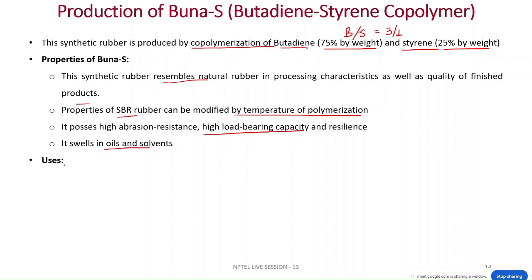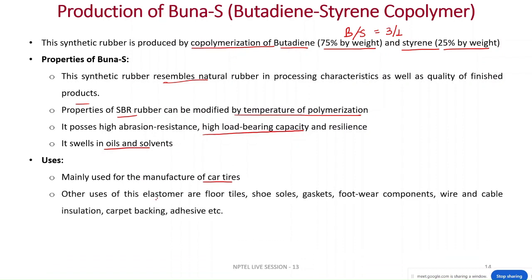What are the uses of Buna S? It is mainly used in the manufacture of car tires. Other uses of this elastomer are floor tiles, shoe soles, gaskets, footwear components, different wire and cable insulations, carpet backing and adhesives.